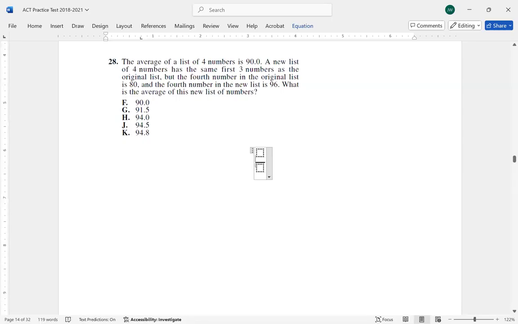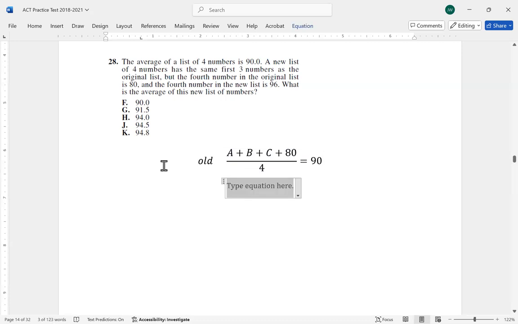So basically, let's do an old and a new. So the old list was A plus B plus C plus 80. If I average that, I know that I got 90. So the average of the old is 90. The new list has the same first 3 numbers, but the 4th number is now a 96. And I'm looking for the average of that new list.